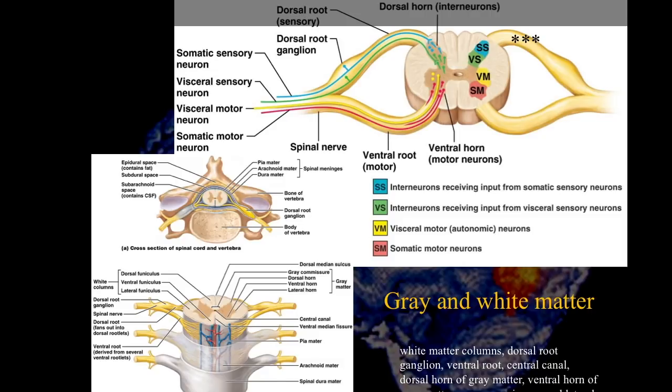Okay? And so think about this. Remember, this is a cross section, so really the spinal cord is coming out at you this way. And so in that white matter are all those axons that are traveling from the brain back down to the body. Okay?